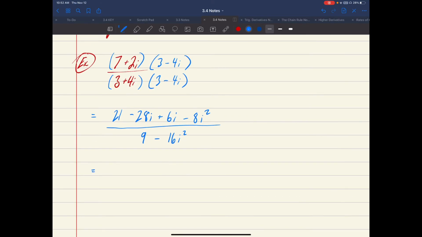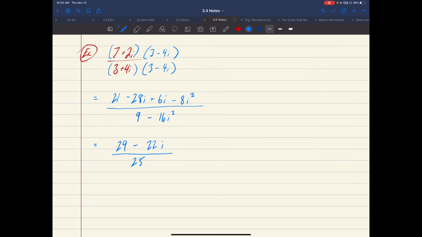Now we just combine our terms. In the numerator, this would be 21 + 8, because i squared is going to make that -8 positive. So that would be 29, and then minus 22i. And in the denominator, i squared is going to be a -1, so that's really 9 + 16, or 25. Most of these problems want you to write them in the form a + bi, so this one would be 29 over 25 minus 22i over 25. And so that is a + bi.